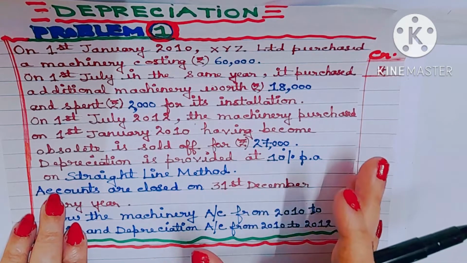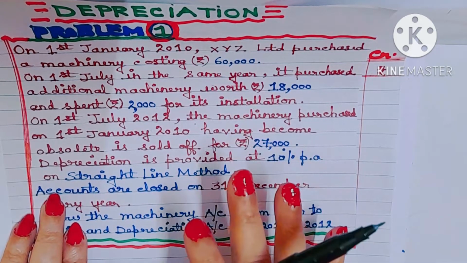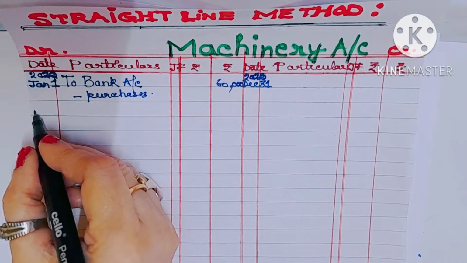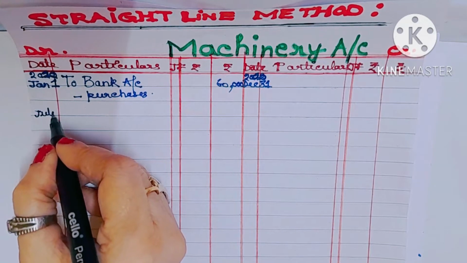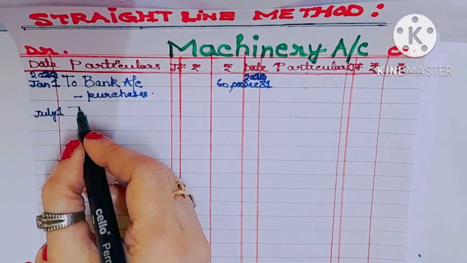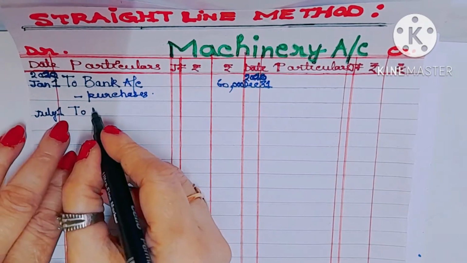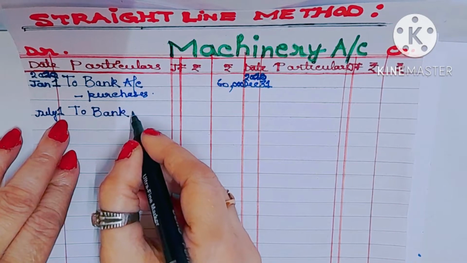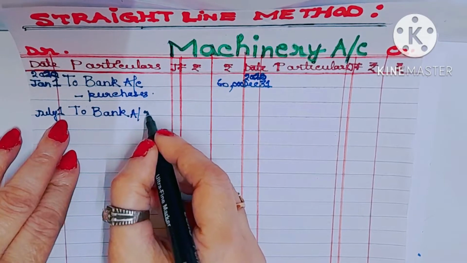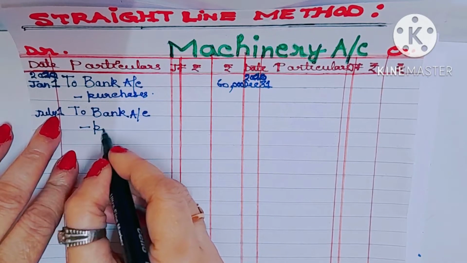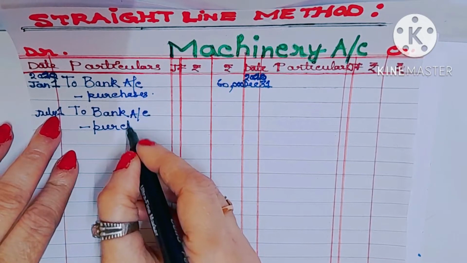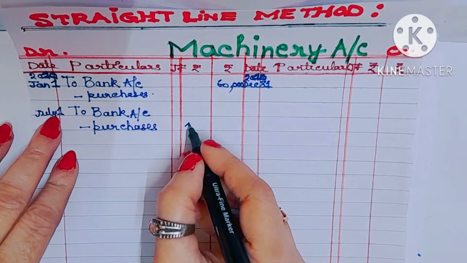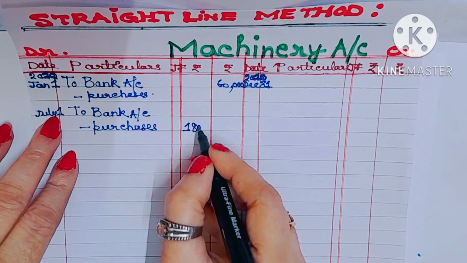We know machinery account debit to bank account. So, let's write. So, what will be the date? July 1st, same year. To bank account. To bank account purchases, how much? 18,000. Understood?